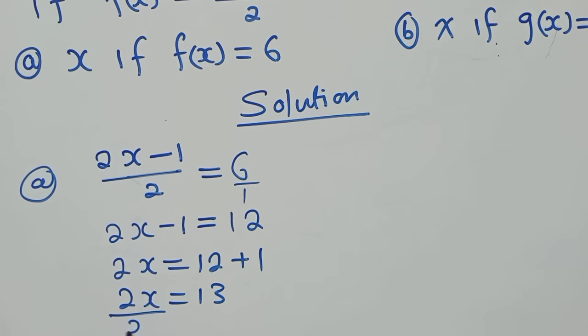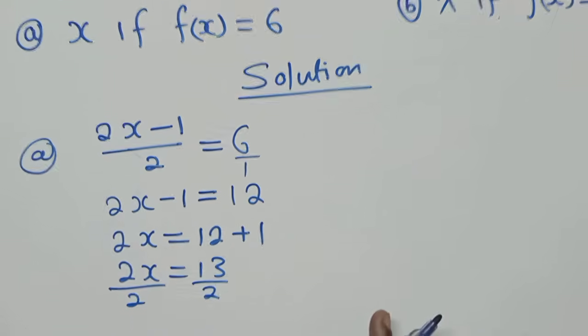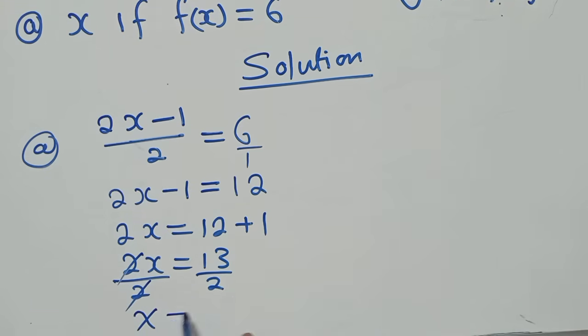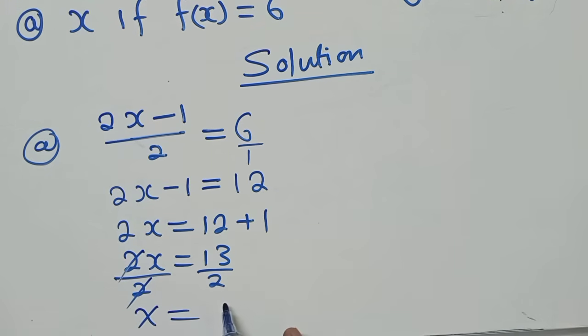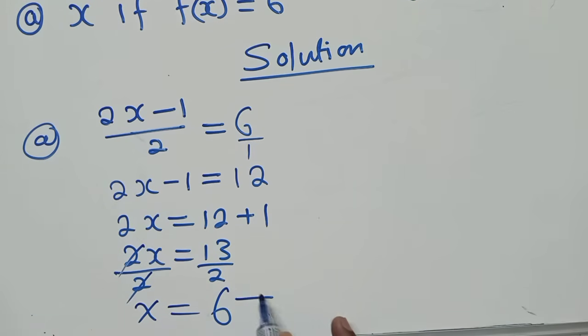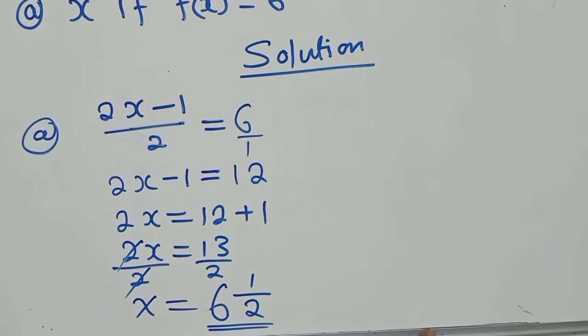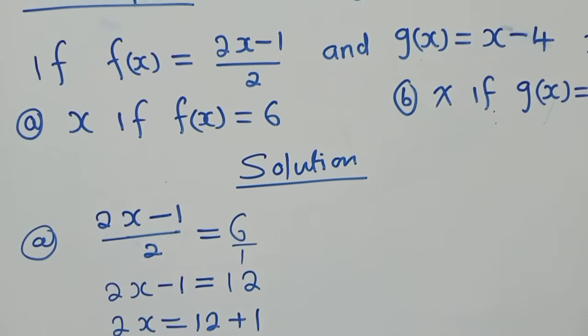We divide by 2 because we are solving for x. Our x will be equal to, these 2 and 2 will disappear, we remain with x. This is what we've put here. And 2 into 13 is 6, remainder 1, over 2. So this is our answer for question A. Let's check out question B.